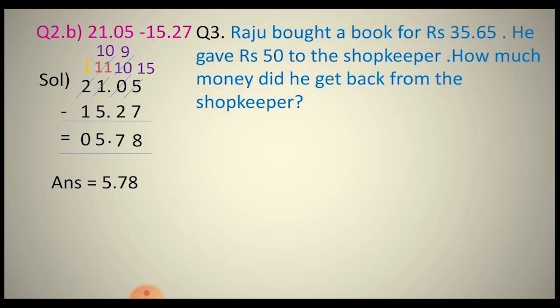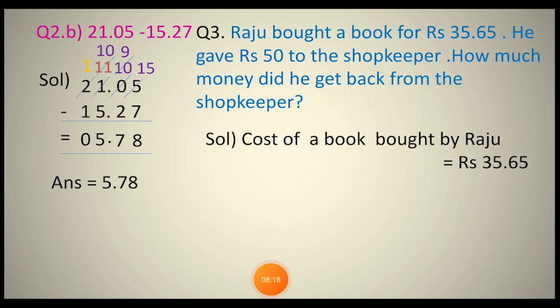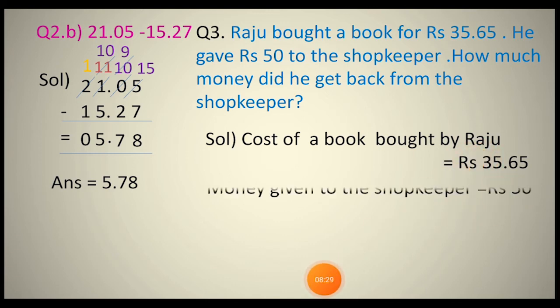Now come to the question number 3, children. Raju bought a book for rupees 35.65. He gave rupees 50 to the shopkeeper. How much money did he get back from the shopkeeper? So these are the questions which we will solve here. So first, it is a word problem question. So let us frame the statement here that the cost of the book bought by Raju was 35.65 rupees, and how much money he gave to the shopkeeper, that is equal to rupees 50.